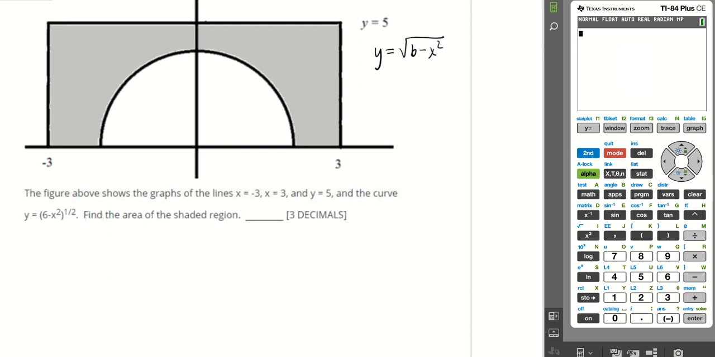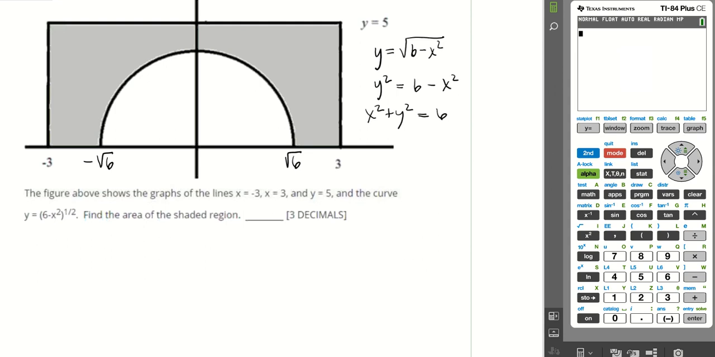That gives you, well, first of all, y has to be positive, and that's why it's just the top half of the circle. But if I were to square both sides, I'd get y squared equals 6 minus x squared, and so that's a circle that is centered at the origin and has radius square root of 6. So I know that this is root 6 and negative root 6.